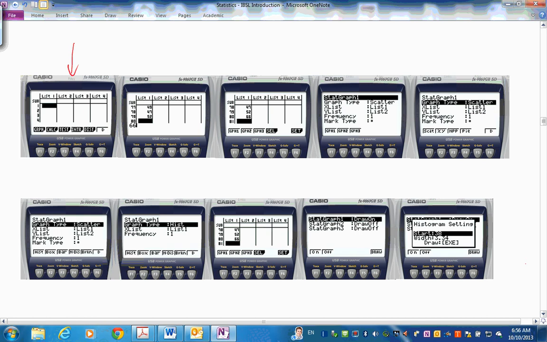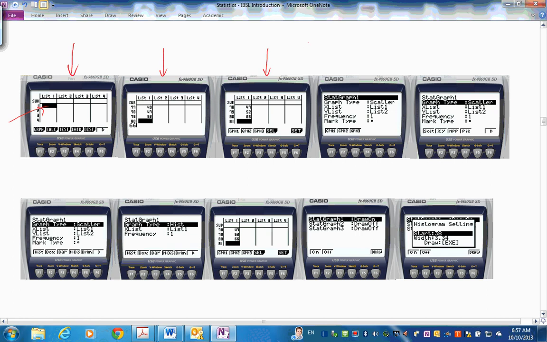What you need to do now is, where that highlight is, start entering data, those 80 data points, and that's what I've done here, down to number 66 there. And if I hit execute now, I get this window here. Okay, so I've got my data set in list 1.